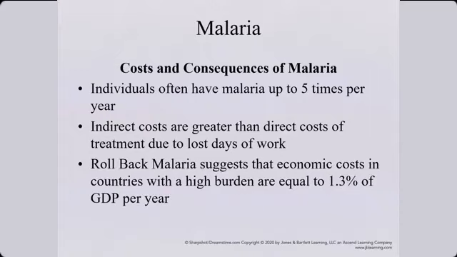Those are prompt treatment of those infected based on the confirmed diagnosis, intermittent preventive therapy for pregnant women and infants, use of seasonal malaria chemoprevention for children under 5 in selected areas, long-lasting insecticide-treated bed nets for people living in malarial zones, and indoor residual spraying in malarial zones.